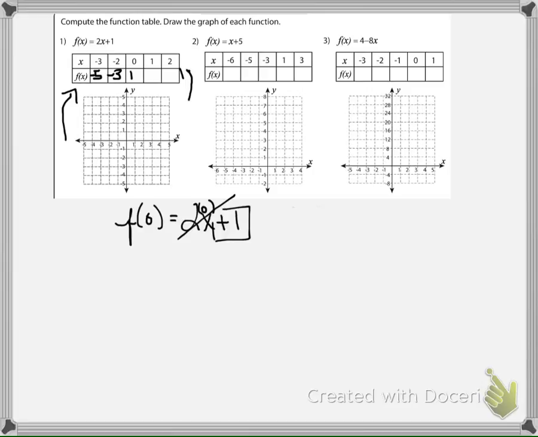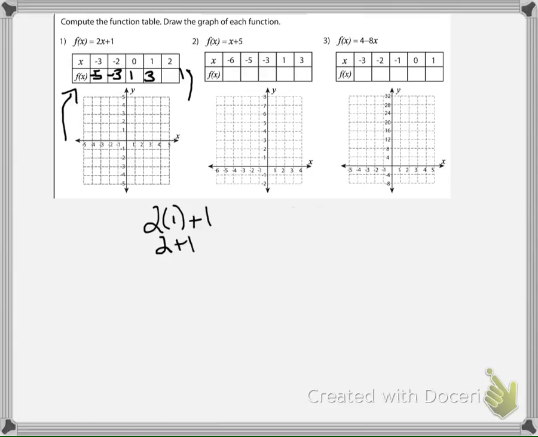Let me try another one. Okay, so let's do the function evaluated at 1. Now, without all this extra notation, you can just write at this point 2 times 1 plus 1, because that really is what we're doing. So we would have a 2, plus 1, and we would have a 3.